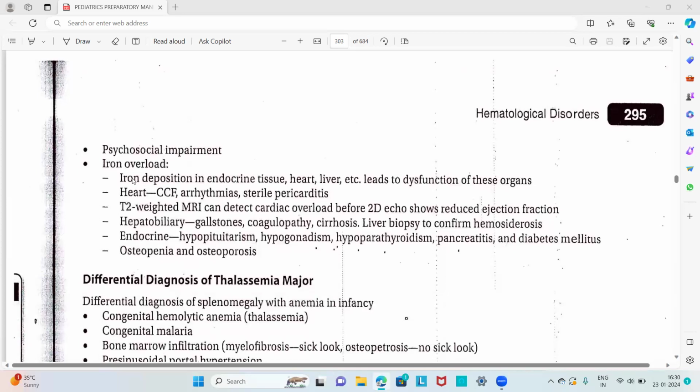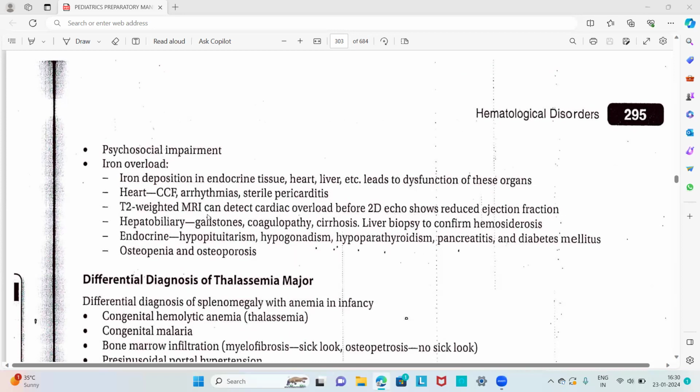Then iron overload, that is iron deposition in the endocrine tissue, heart, liver, etc., leads to dysfunction of these organs. In the heart, there will be congestive cardiac failure, arrhythmias, and sterile pericarditis because of iron overload. T2-weighted MRI can detect cardiac iron overload before 2D echo shows reduced ejection fraction.